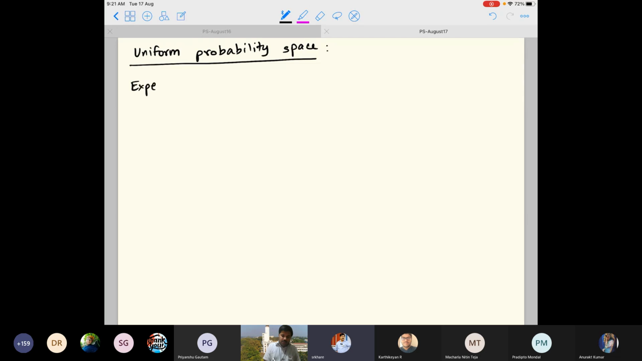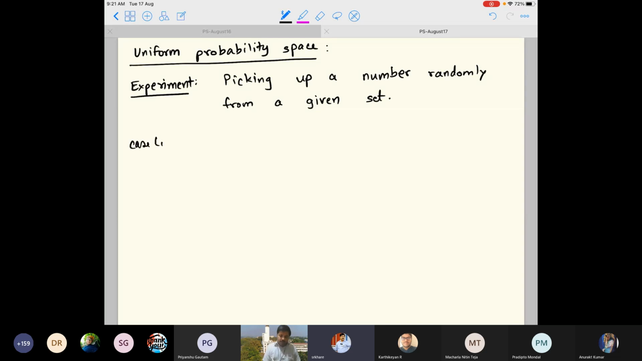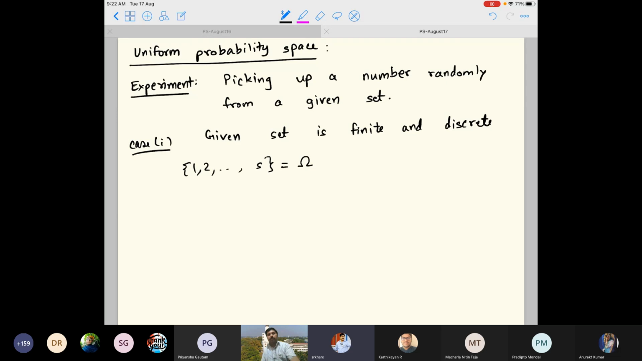So the random experiment is the following. What is the random experiment? Picking up a number randomly from a given set. So, a straightforward experiment. I'll consider case one: the given set is finite and discrete. Let us consider the set 1, 2, 3 up to s. So this is the sample space. And what is the experiment? The experiment is to pick a random number from this particular set.